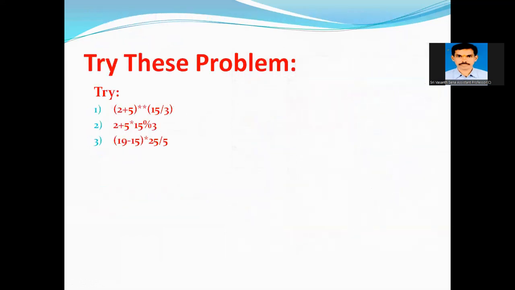So now you can try these problems. 2 plus 3, bracket of 2 plus 3. This double star indicates exponents. Whatever this value is, 2 power of 5 by 3, that is 15 by 3 is 5. You are getting 2 plus 5, 7. 7 power 5 is the result. The next problem is 2 plus 5 multiplication, 15 modular division by 3. So 19 minus 15, for this bracket we are giving, apply BODMAS, multiplication 25 by 5.